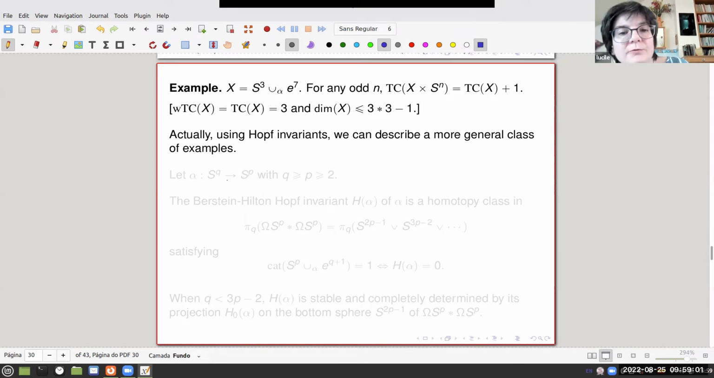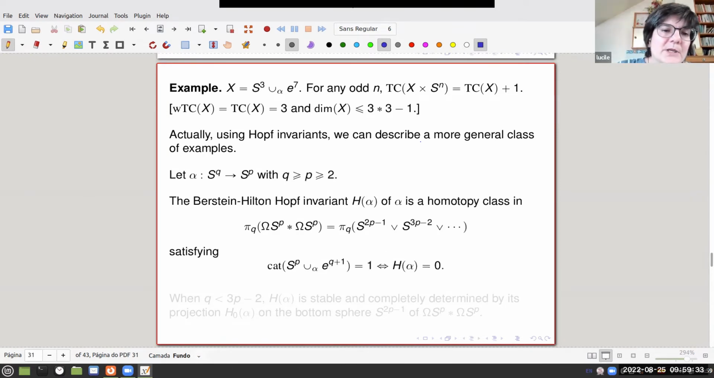Here P is equal to 3, so the dimension satisfies the condition, and then we can conclude that for any odd integer n, we have that TC of X cross Sn is equal to TC of X plus 1. Okay, but as I said before, using the result with Rudyak and Mark on the Hopf invariant, we can describe a more general class of examples.